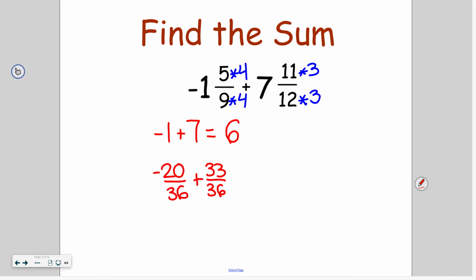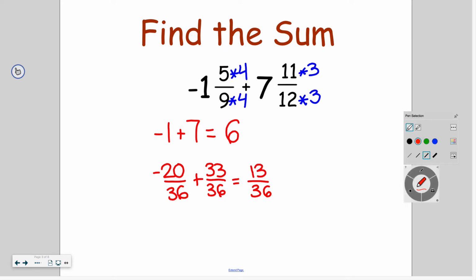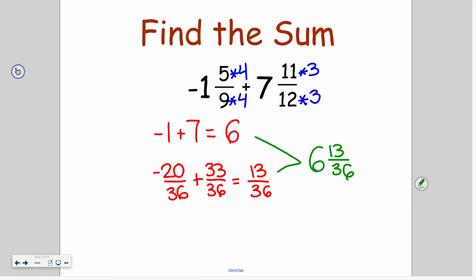So now we're going to go ahead with our common denominators, bring that over, and add up those numerators. -20 plus 33 is going to give me an answer of 13. So then we are going to combine our whole number and our fraction back together. 6 plus 13/36 gives us our final answer.